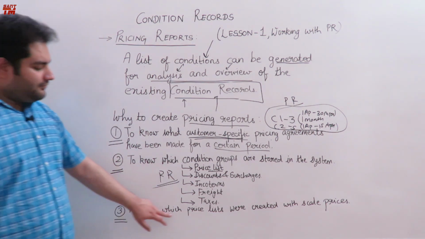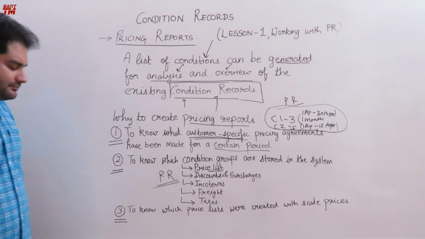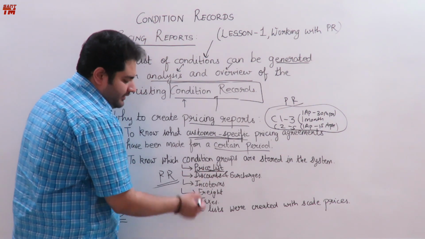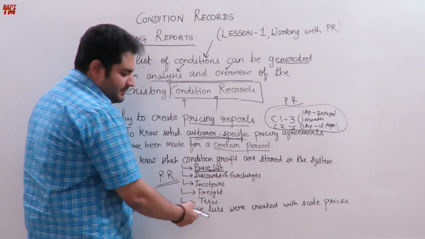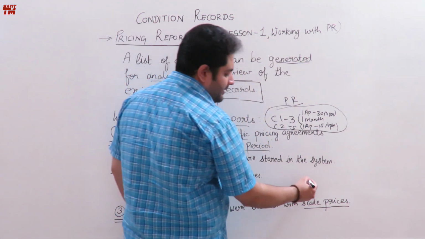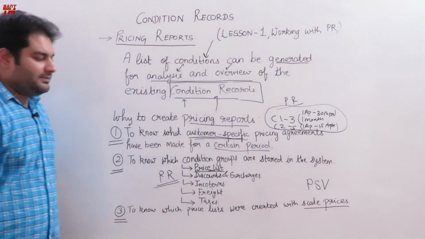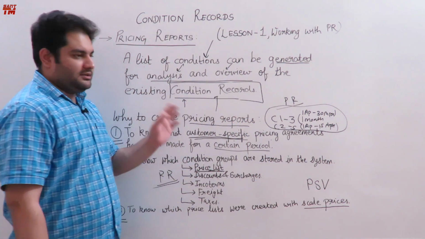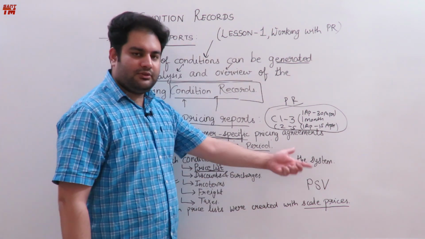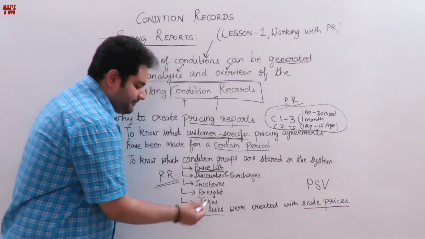Third one is to know which price lists were created with scale prices. We have already discussed about the price list in the second point. Here it is saying to know which price lists were created with scale prices. What were scale prices? Remember possible scale values, PSVs. We had defined 5 types of PSVs for this much quantity, for this much volume. That were the possible scale values, and with those possible scale values, what price lists exist.